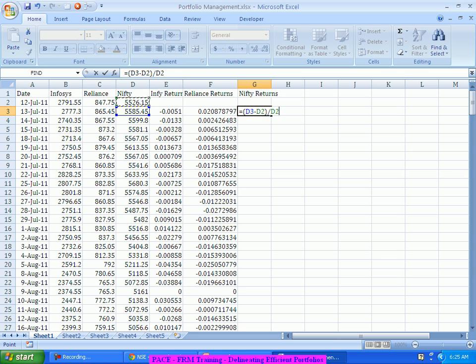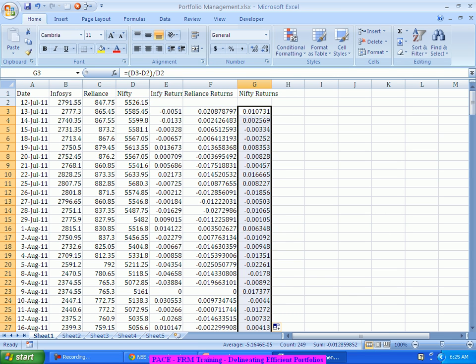So the Nifty also changed by, let's say, 1.07%. It has gone up on that day. So that's what I can interpret. Okay, these are the three returns. Now I would like to find out what is the kind of variability that is there in these returns. That is, what is the risk.